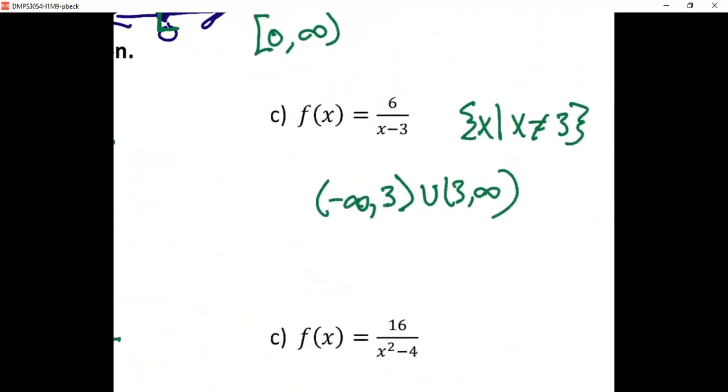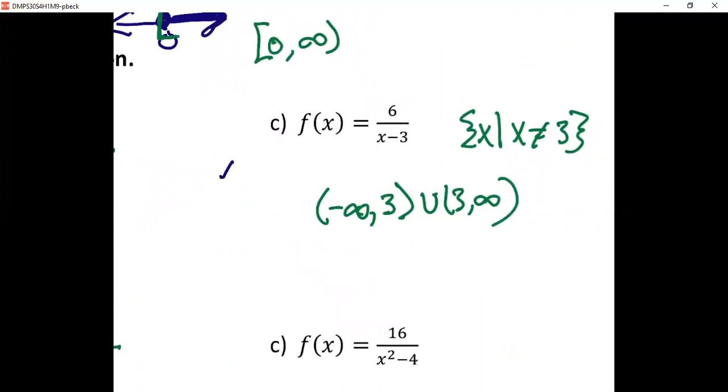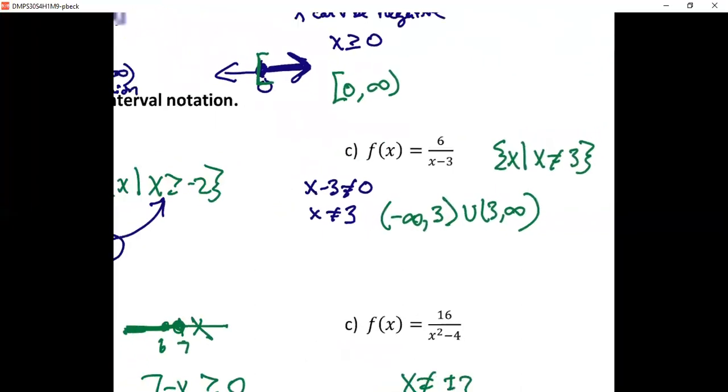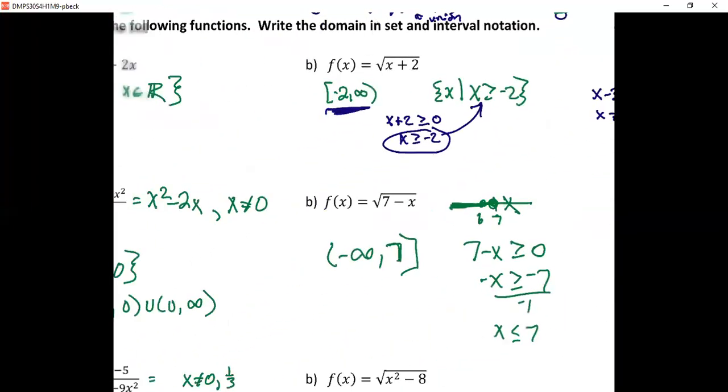3, or c, is a rational function. So if I want to set up an algebraic expression, I could say x minus 3 is not able to equal 0. So x is not able to equal 3. And then here are the two notations for that domain.